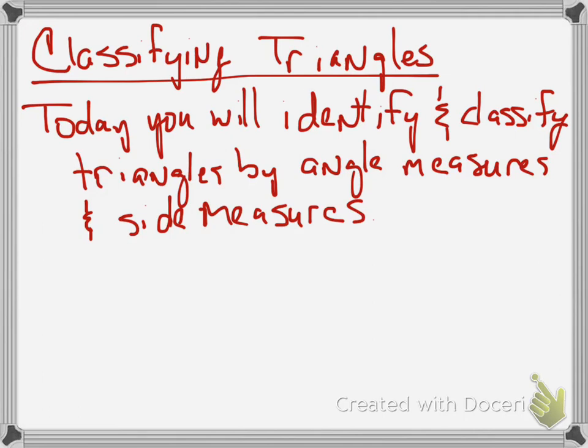We're going to classify triangles. Today you will identify and classify triangles by angle measures and side measures, and you're going to use this to help you find maybe angle measures and side measures or different properties. So we'll kind of go from there.